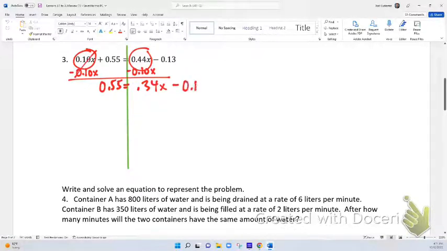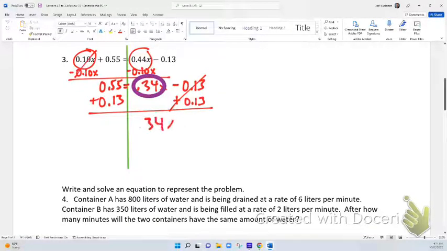Bring down the 0.13. We are trying to get x by itself, so we are going to add 0.13 to both sides. When you do that, those go away. You're left with a 0.34x. This gives you a 0.68. Divide both sides by 0.34, and you end up with simply 2.